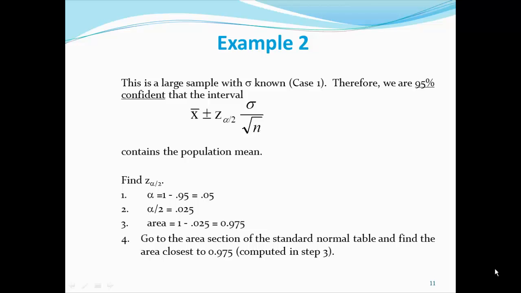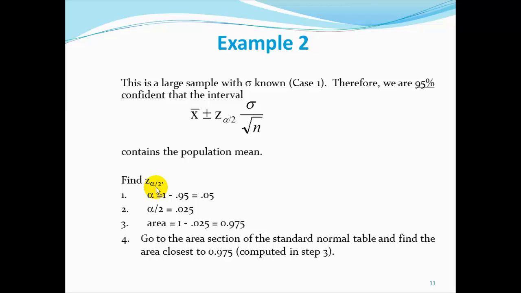Therefore, this is case 1, and we can use this formula in order to compute our 95% confidence interval. The steps for computing z alpha over 2 for our problem. We start by computing alpha. Alpha is equal to 1 minus our confidence coefficient. In this problem, we want a 95% confidence interval.